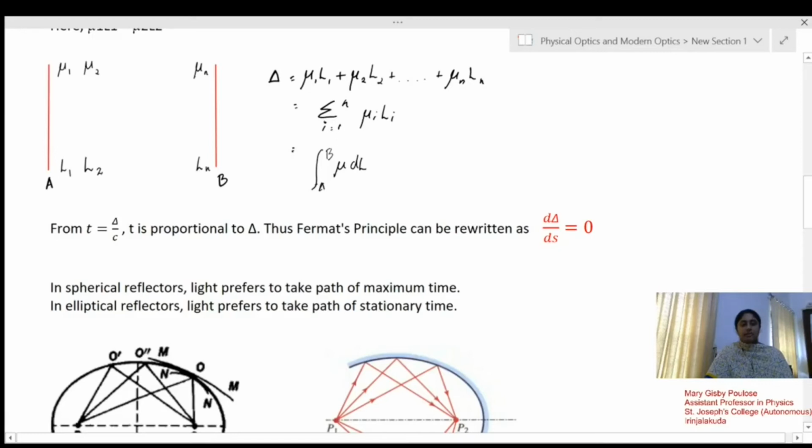Now, we know that the total time taken, T, is equal to the optical path by c. Hence, T is proportional to delta. Thus, Fermat's principle, which was dT by dS equal to 0, can be rewritten as d delta by dS is equal to 0.